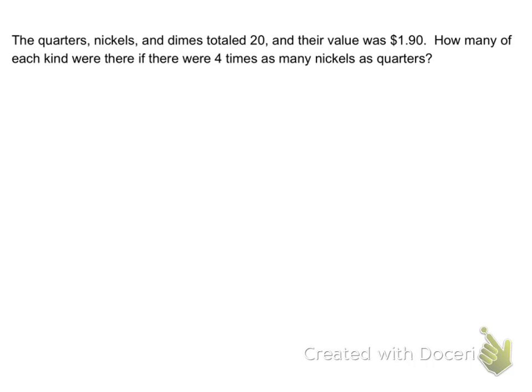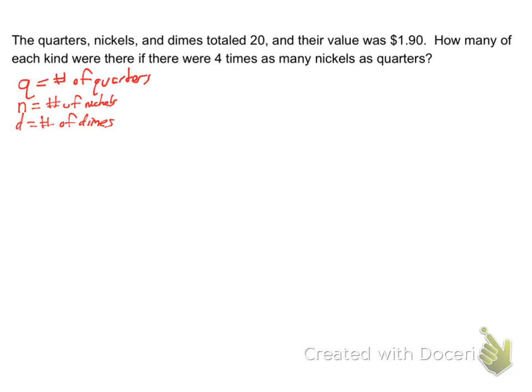So, there's a couple different equations you need to get from here. The first one is, there's a total of 20 coins. So, here's the thing. I am going to let Q stand for the quantity, the number of quarters. N equals the number of nickels, and D equals the number of dimes.